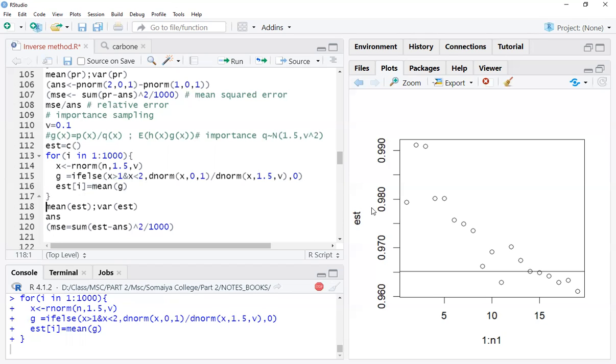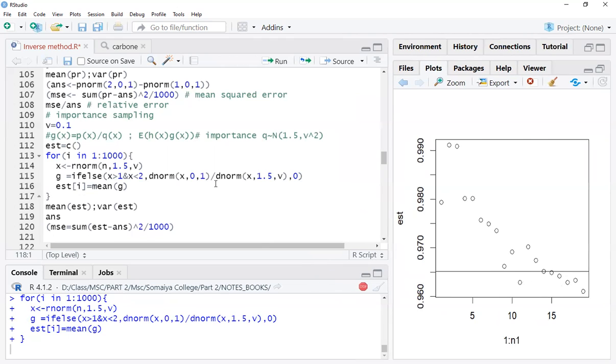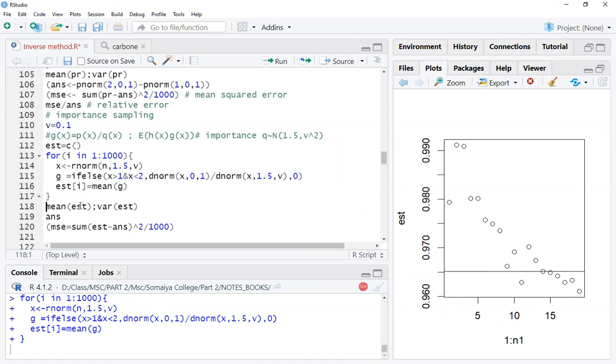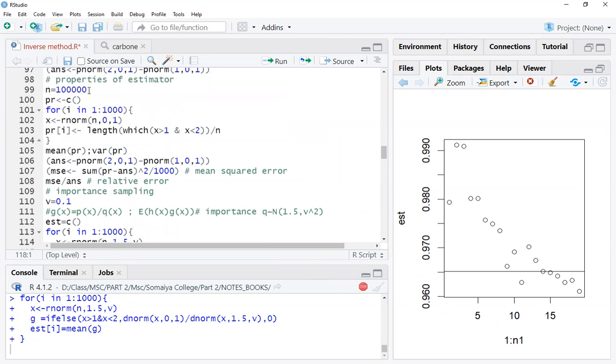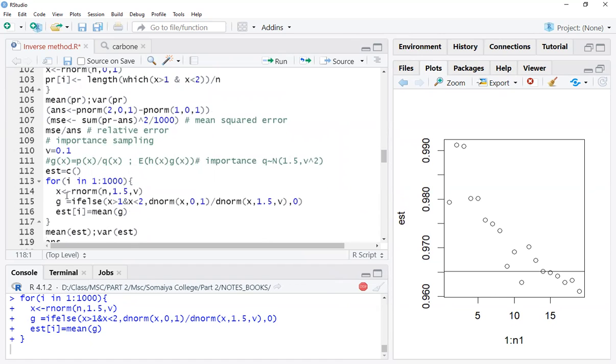It will take a little time because it is doing this calculation like division of two normals and checking the conditions, doing 1000 times, and even n is very large. Sorry, we should take a little lesser, because otherwise it is taking so much time. We should take less first, then we can increase the size later. So now we can estimate these values.